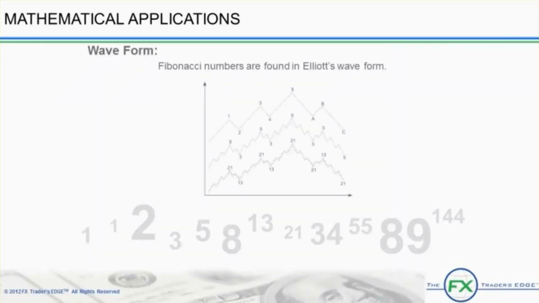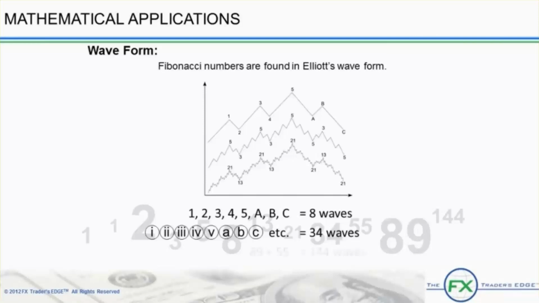Let's journey back in time again to Fibonacci. We learned that Fibonacci numbers are found in Elliott's waveform. We've also learned that waves unfold in every time frame in more or less the same way as a result of the fractal nature of the market. For example, the basic 5-wave impulse and 3-wave corrective always subdivides into Fibonacci numbers. One complete cycle has 8 waves, and subdividing further, the next cycle has 34 waves, followed by 144 waves.